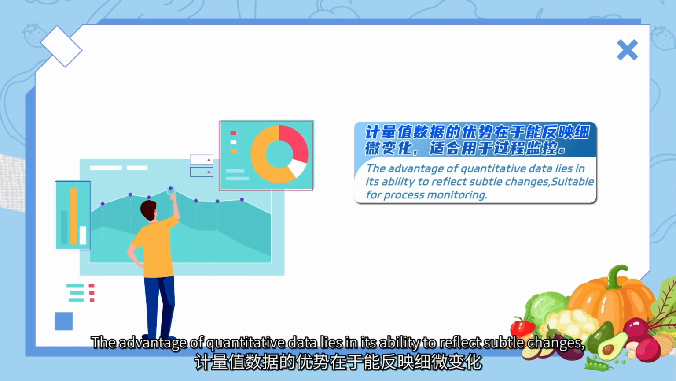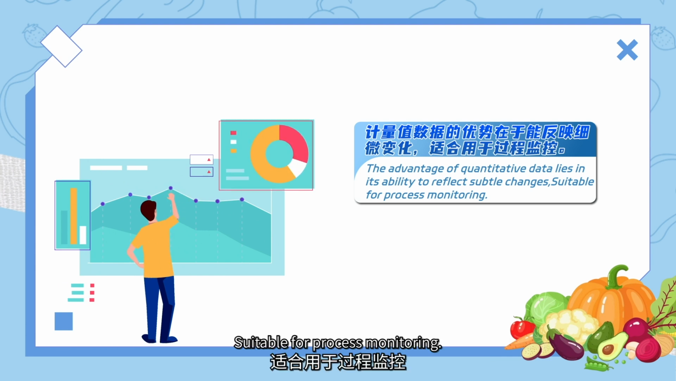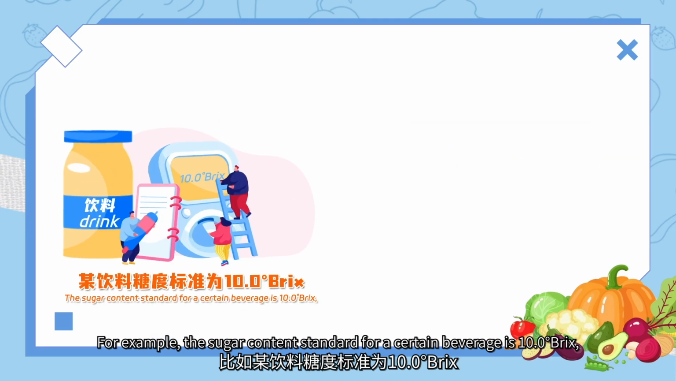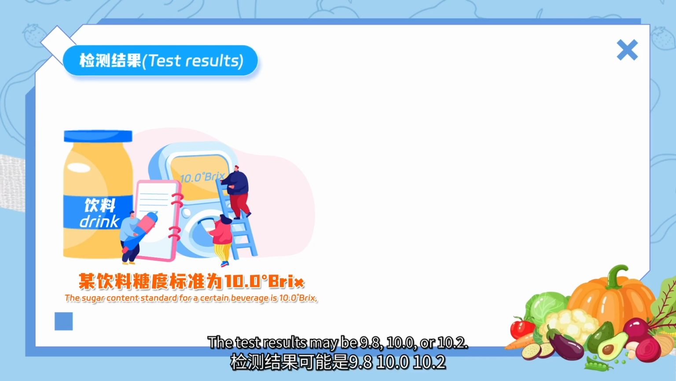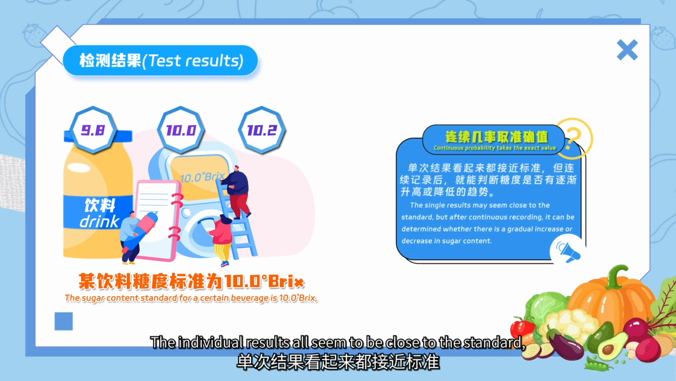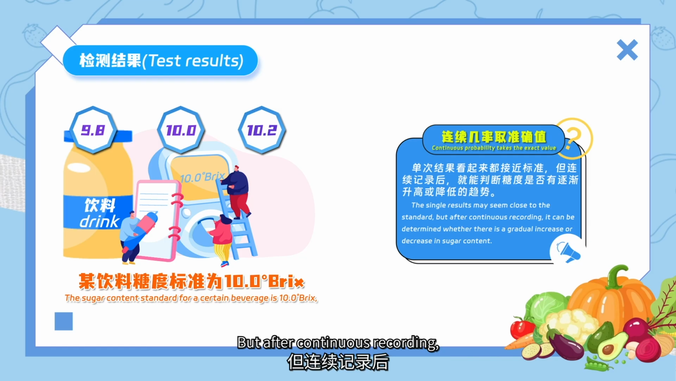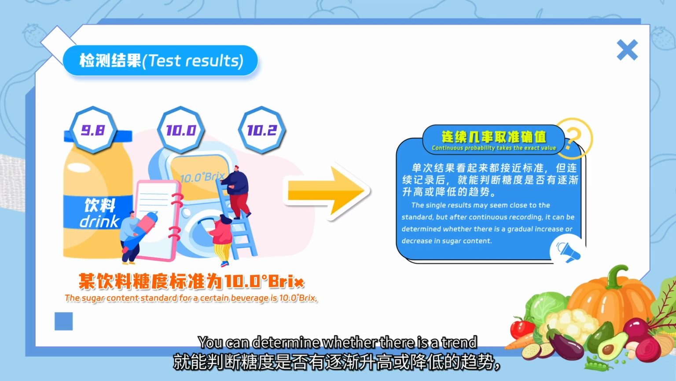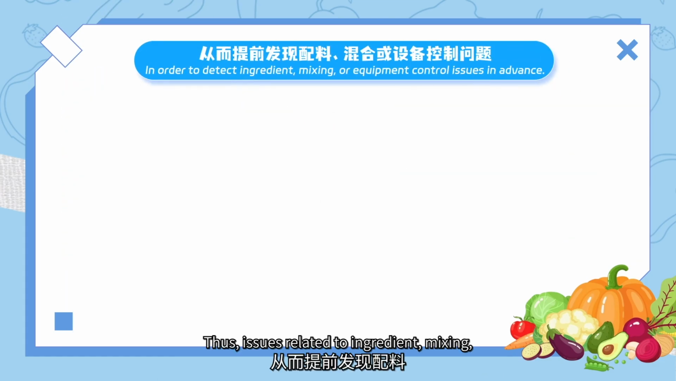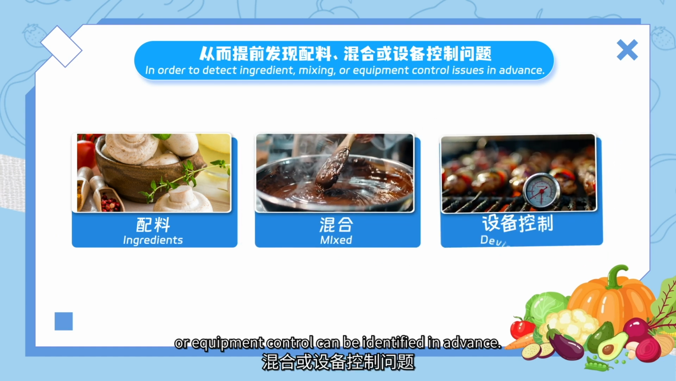The advantage of measurement data lies in its ability to reflect subtle changes, suitable for process monitoring. For example, the sugar content standard for a certain beverage is 10 degrees Brix. The test results may be 9.8, 10.0, or 10.2. The individual results all seem to be close to the standard. But after continuous recording, you can determine whether there is a trend of gradually increasing or decreasing sugar content. Thus, issues related to ingredients, mixing, or equipment control can be identified in advance.